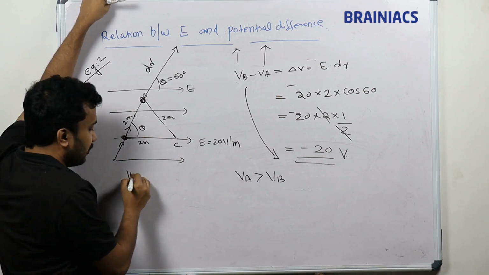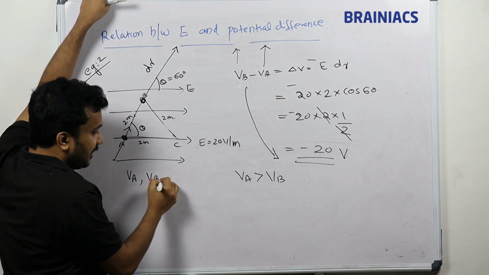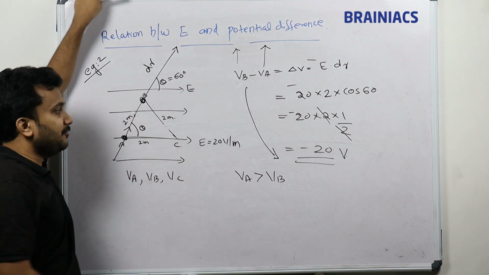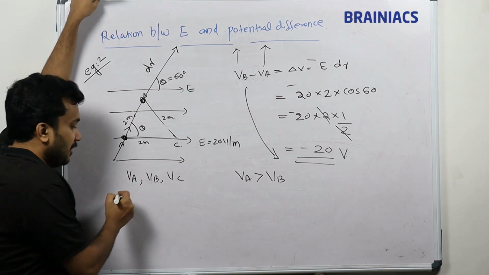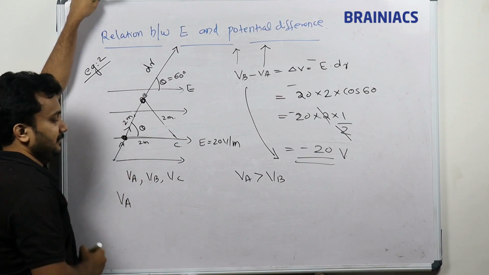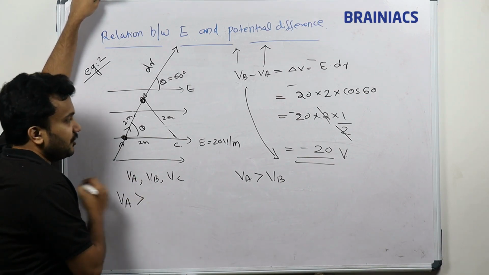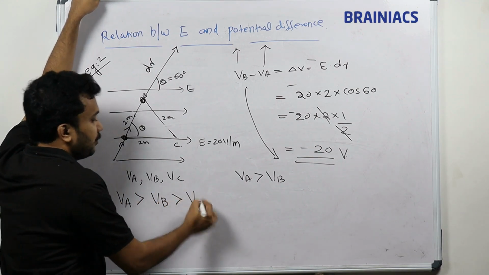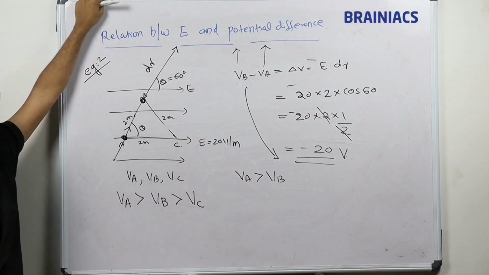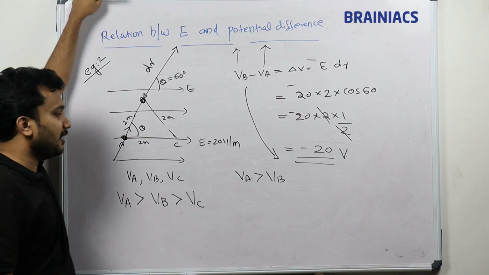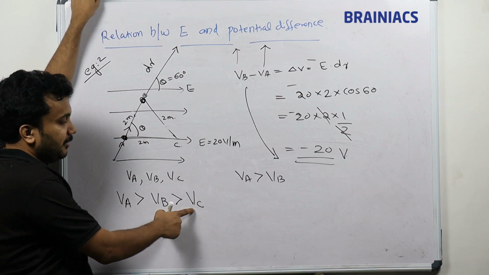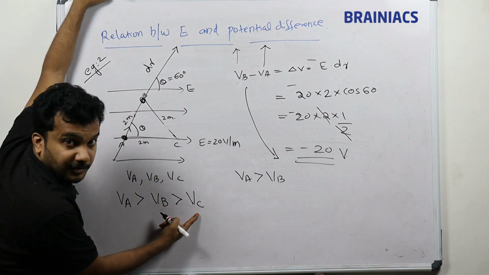Now if I am asking you the potential at A, at B and at C, with this example itself, can you tell me where the highest potential will come? Highest potential is at A. Next one is B, and then C. So we know VC potential will be lower. Now we will see one example.